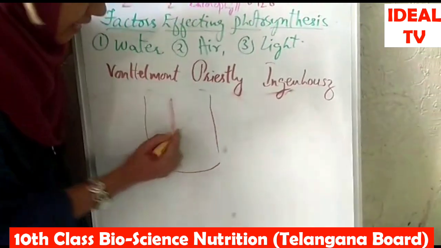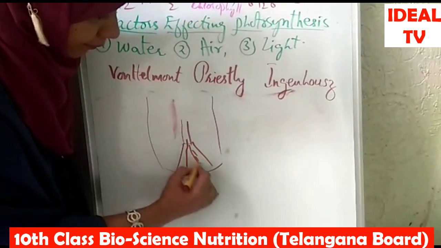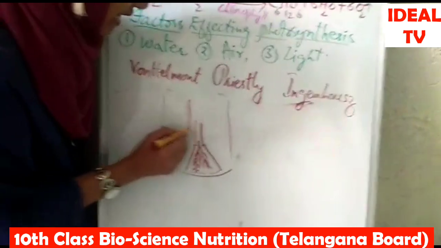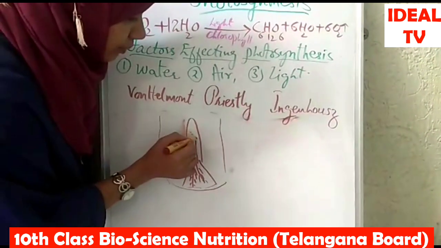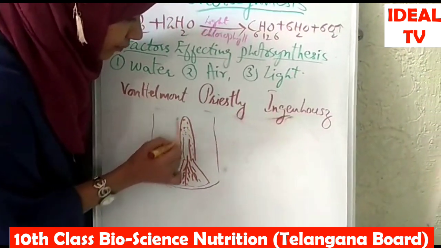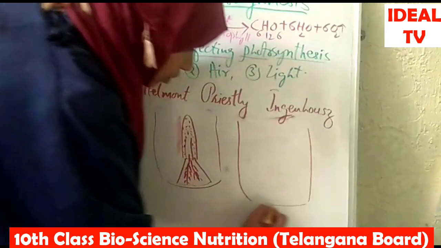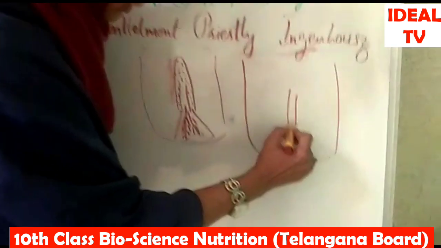in which he took a funnel to which he added an aquatic plant called the hydrilla plant, and to this he inverted a test tube filled with water. This apparatus is kept in two different situations. The same apparatus is put into a different situation.